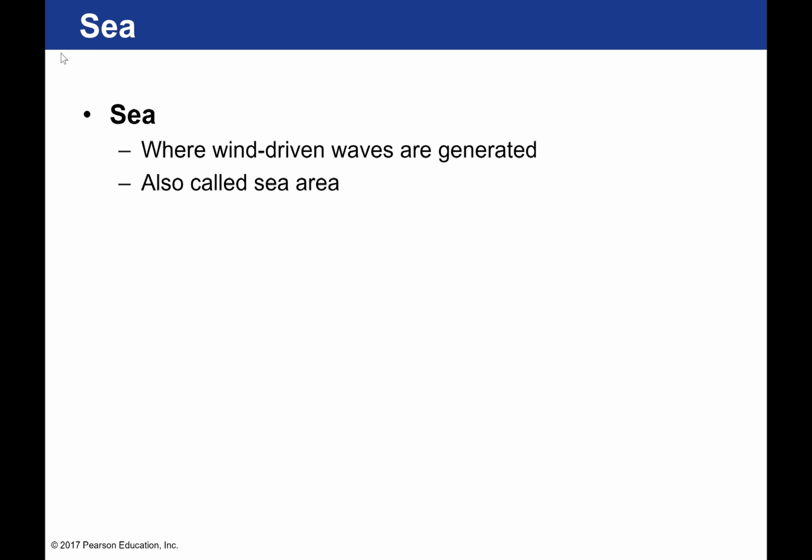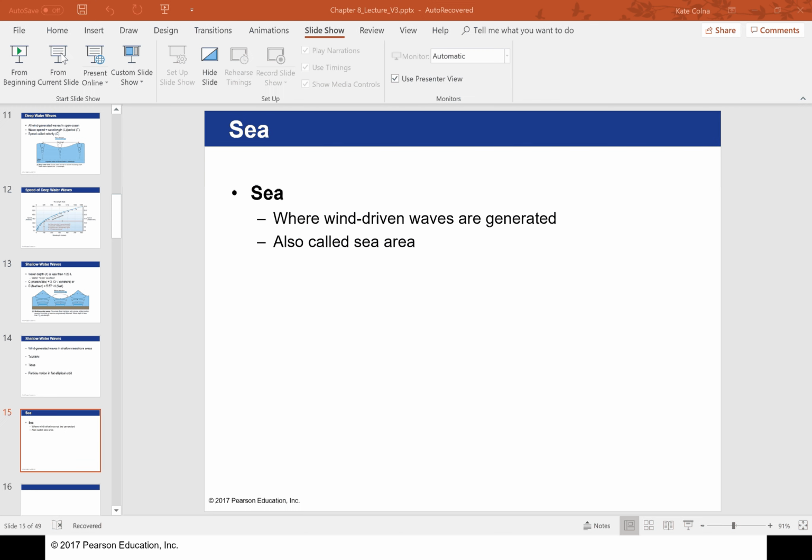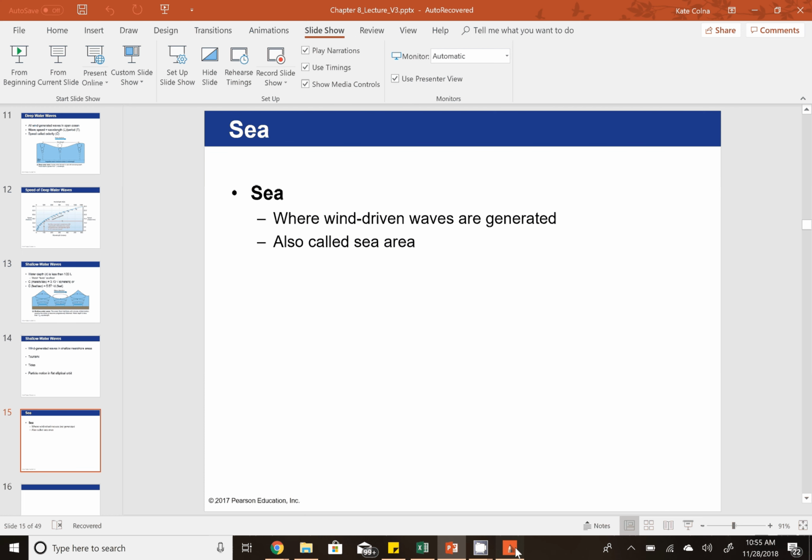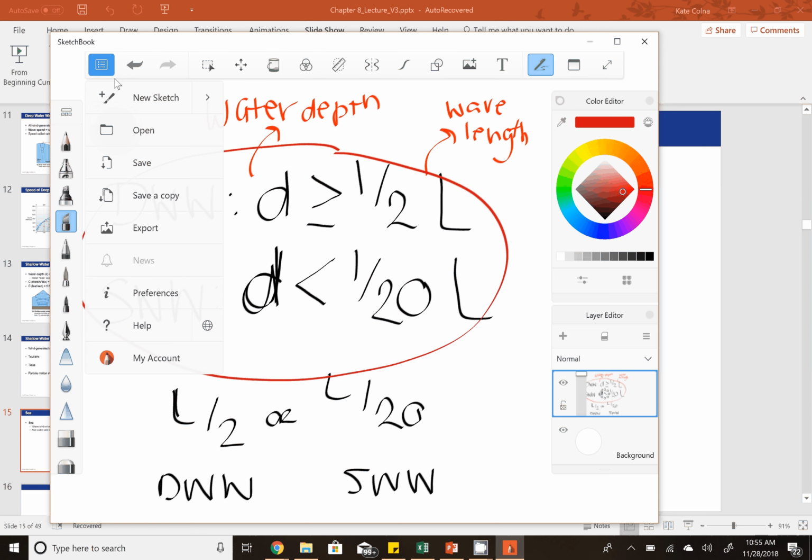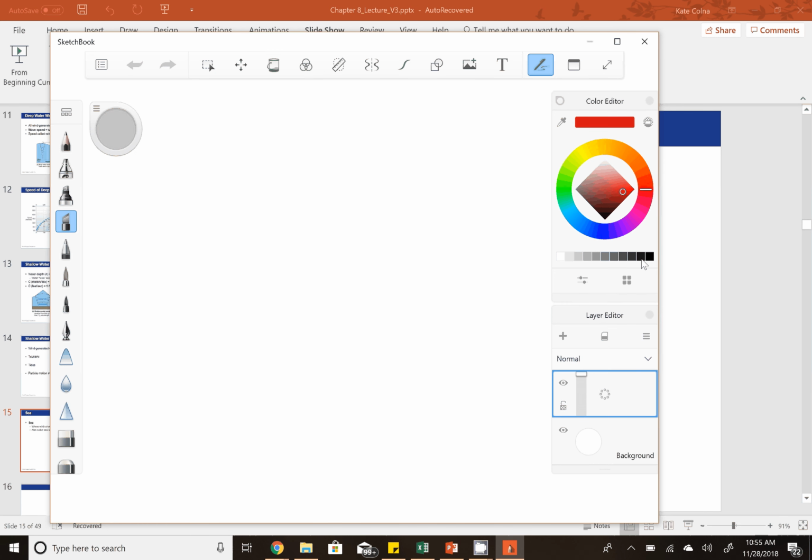So the first step in that is something called a sea. The sea is the area where the wind-driven waves are actually generated, and sometimes we also call this the sea area. These waves are going to be characterized by choppiness and the waves moving in lots of different directions. As we go through the formation of waves, I want to help keep track of the steps for you because you're going to need to know them for your exam.